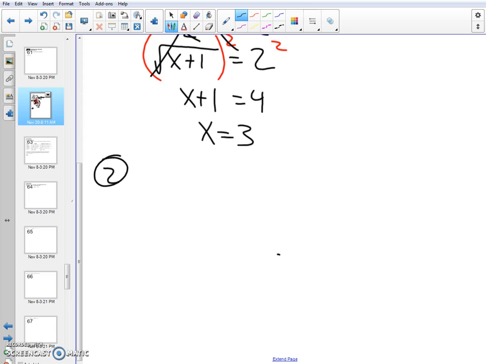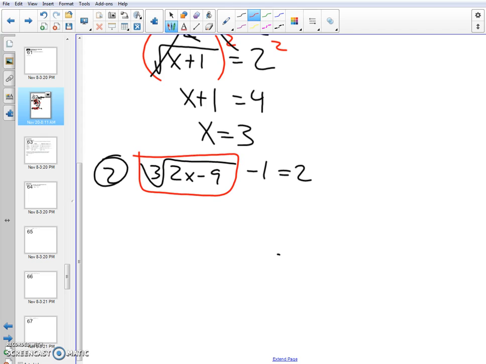Let's look at another one then. So if we now have the cube root of 2x minus 9, minus 1 equals 2. Okay, so again, we're trying to get that root by itself, so that would be this whole piece here. So to do that, we would add 1 to each side. So we'd have the cube root of 2x minus 9 equals 3.